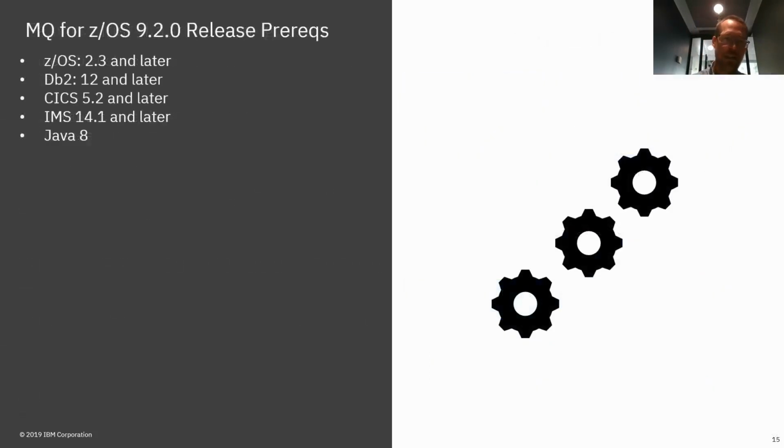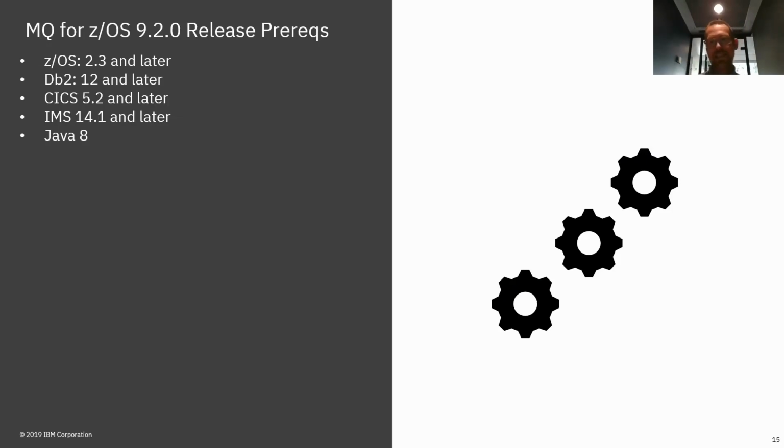Couple of things on prereqs, basically we support all the most recent versions of middleware, so z/OS 2.3 and later, DB2 12 and later, CICS 5.2 and later, and IMS 14.1. Java 8, that's the level of Java we support on z/OS at the moment. So hopefully none of that will come as a surprise.